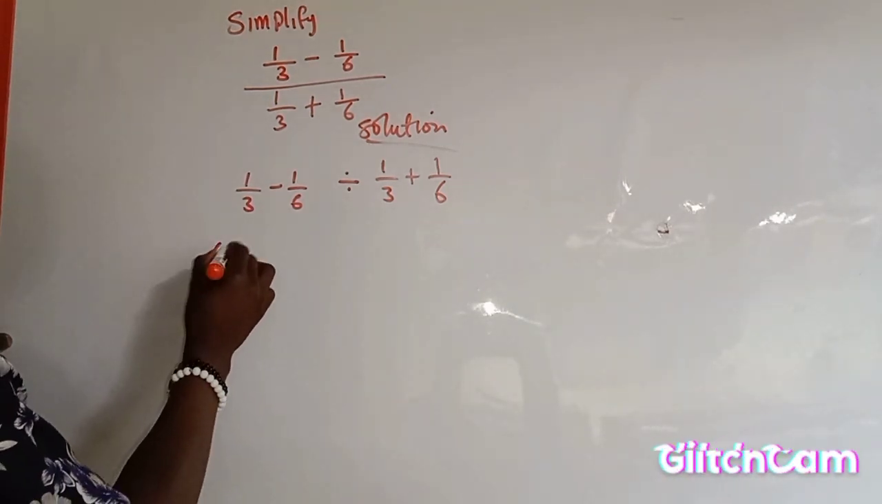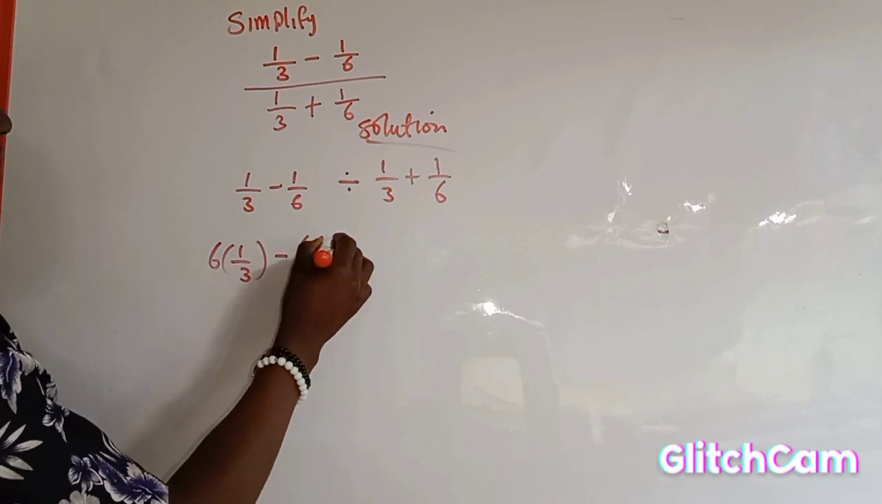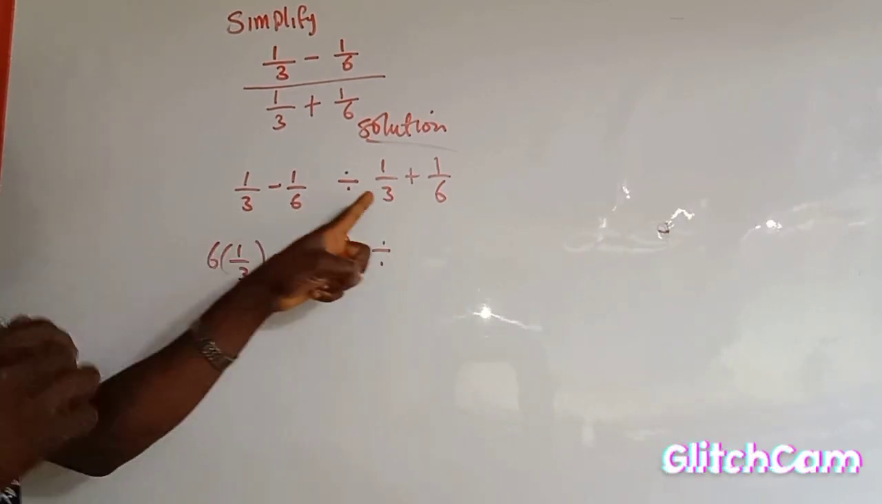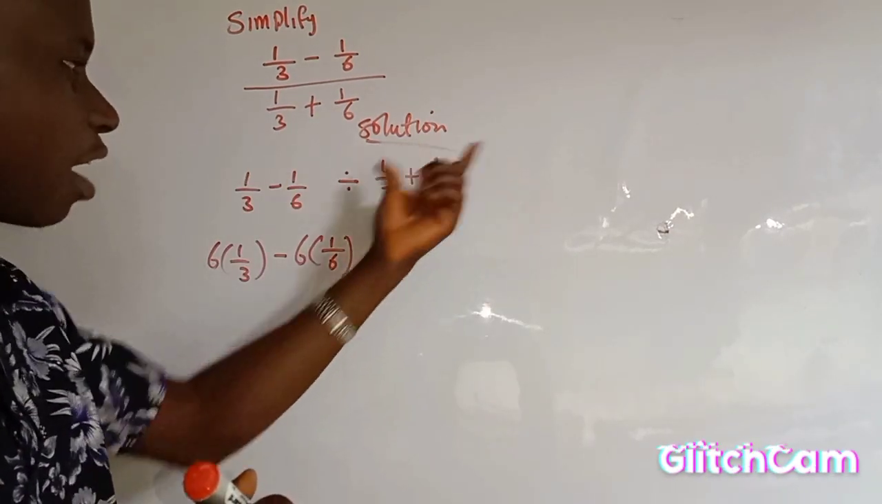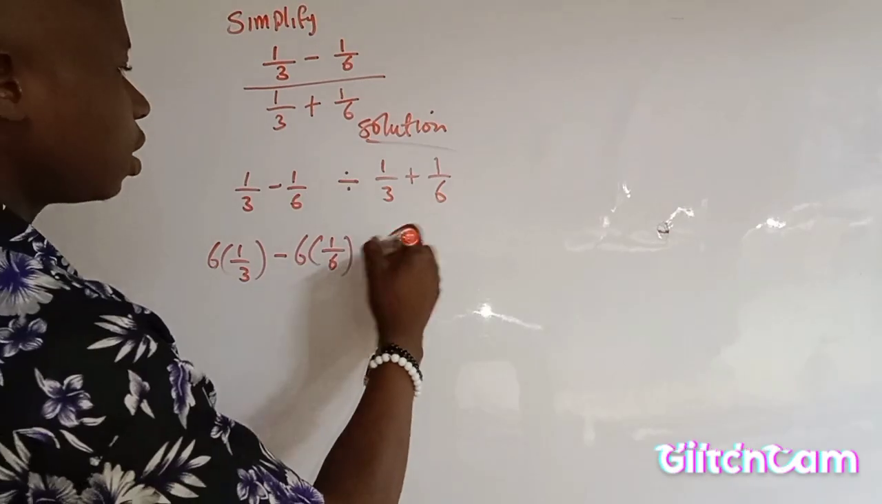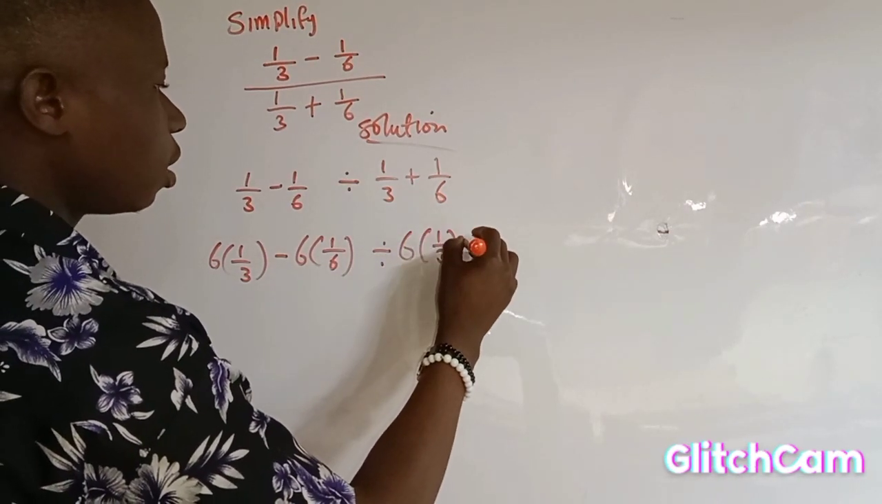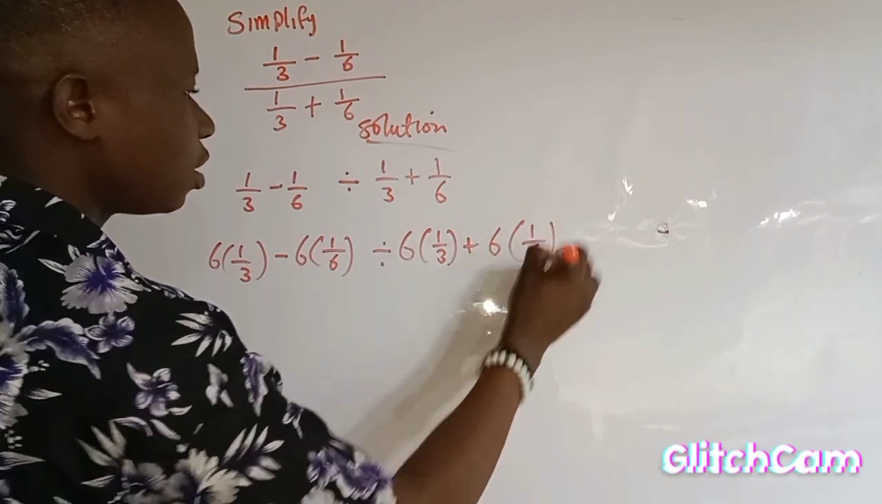So I have 6 multiplied by 1 over 3 minus 6 multiplied by 1 over 6, divided by, you look for the LCM of 3 and 6 again, which is 6. So we are going to multiply everything by the LCM, which is 6. I'll have 6 multiplied by 1 over 3, then plus 6 multiplied by 1 over 6.